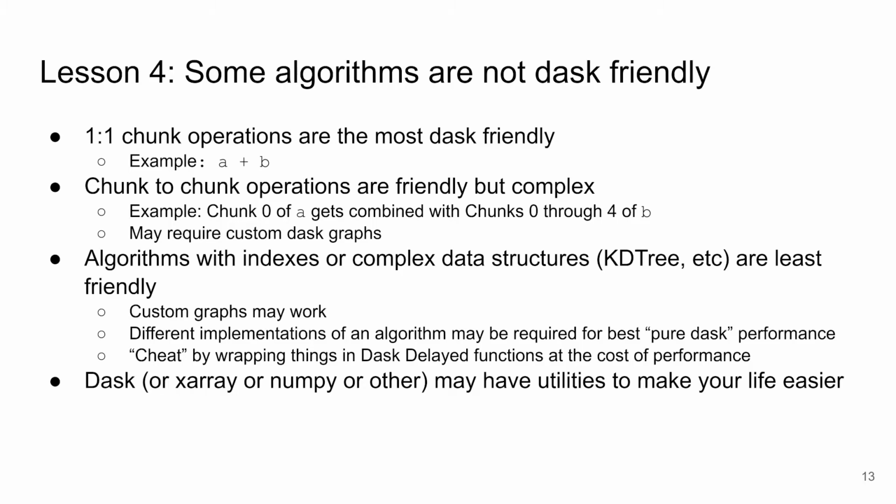But then you have algorithms that are doing things with fancy NumPy indexing or complex data structures like KD trees. These are the least friendly. You might be able to make them work as is with just some custom graph work. You might have to choose a completely different implementation of the algorithm you're using just so it is all Dask friendly, pure Dask. Or you can cheat and wrap things in a Dask delayed function, which may cost you performance because you end up loading all of your data all at once.